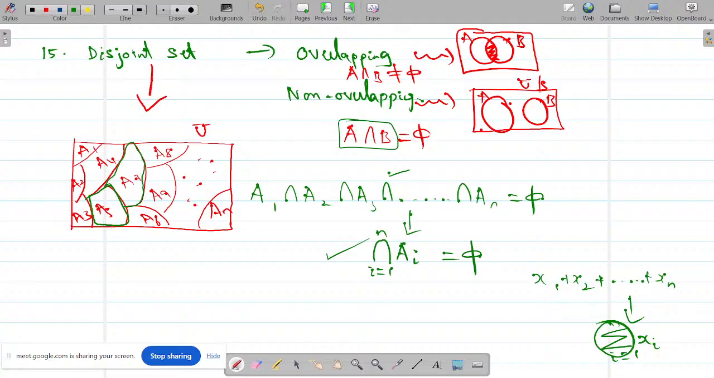It need not be up to a finite number n. It can be any number of sets. You can go up to infinity also. You can write intersection of Ai, i equal to 1 to infinity, is equal to null set. It can be any number of sets, need not be a finite number of sets.